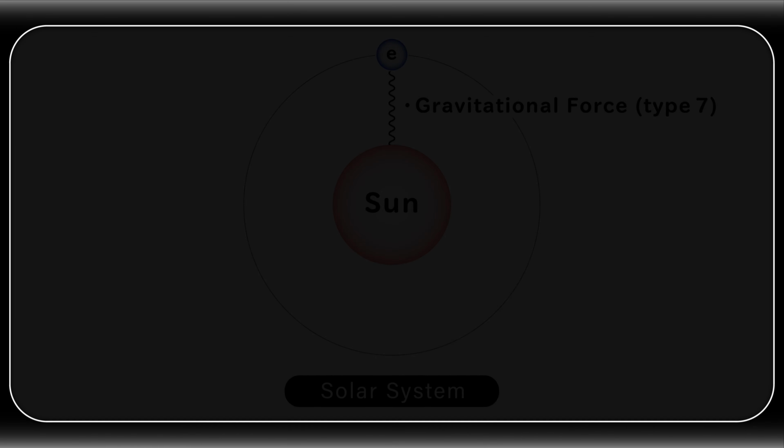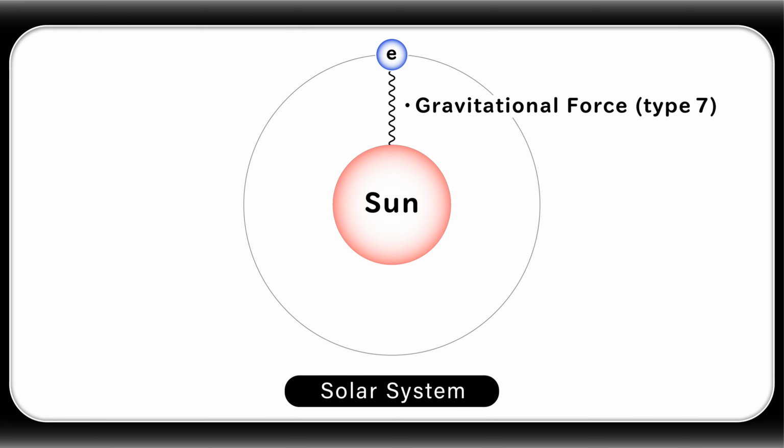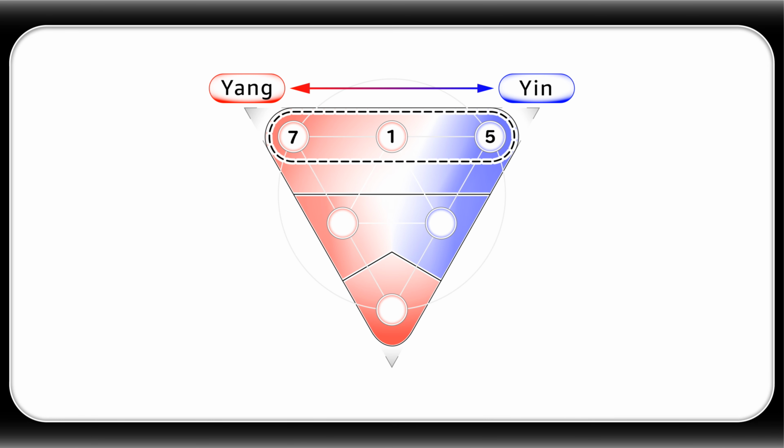Note 3. The Sun and the Earth are connected by the gravitational force, and the gravitational force is represented by Type 7. The solar system is much more macroscopic than the structure of a hydrogen atom. Related to this, Type 7 is more extroverted than Type 1.